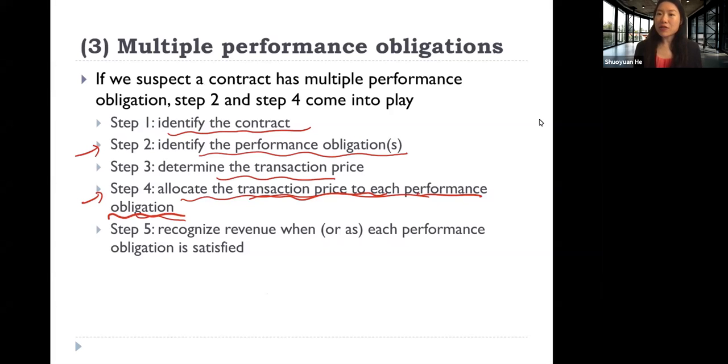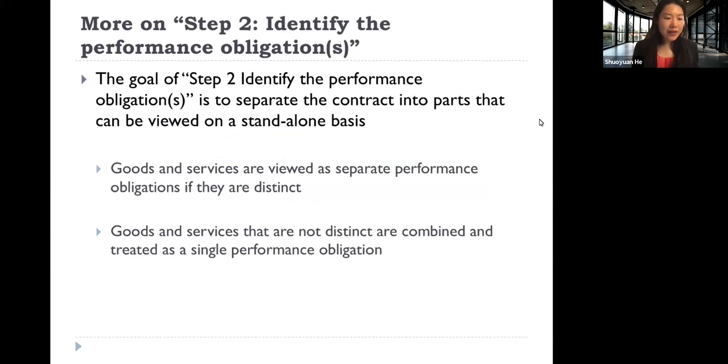And then it goes back to situation 1 and 2, depending on whether that specific performance obligation is performed at a point in time or over a period of time. We recognize revenue either at a point in time or over a period of time when each performance obligation is satisfied. And then regarding step 2, identify the performance obligation.